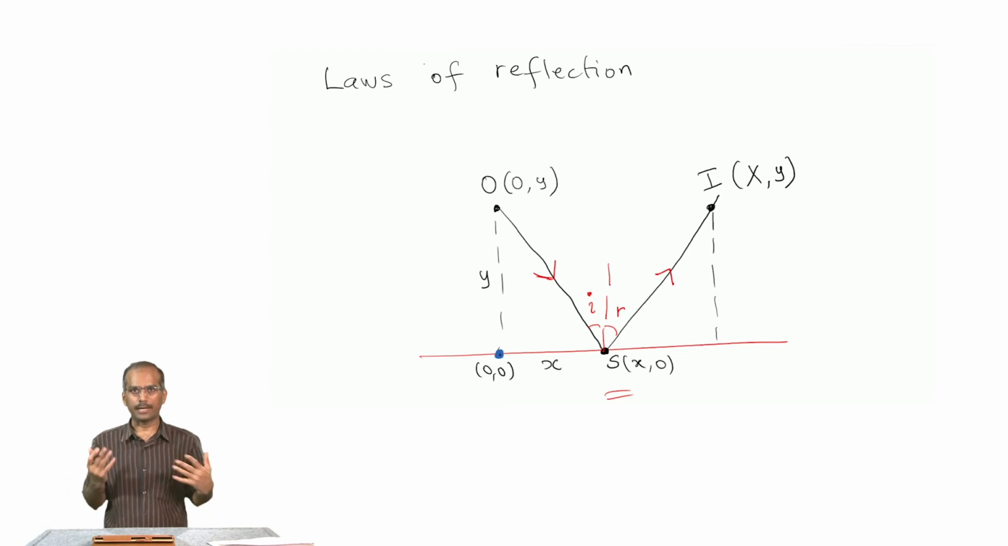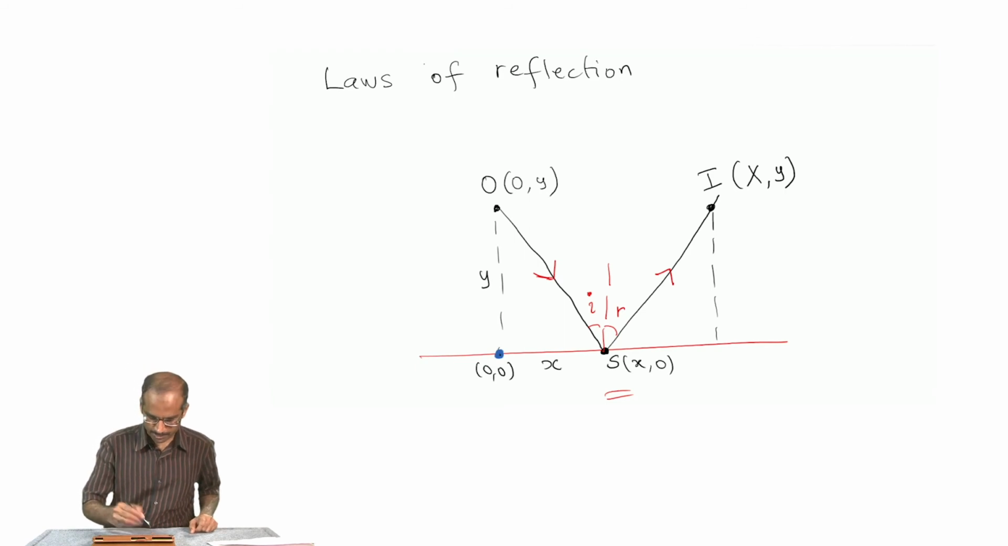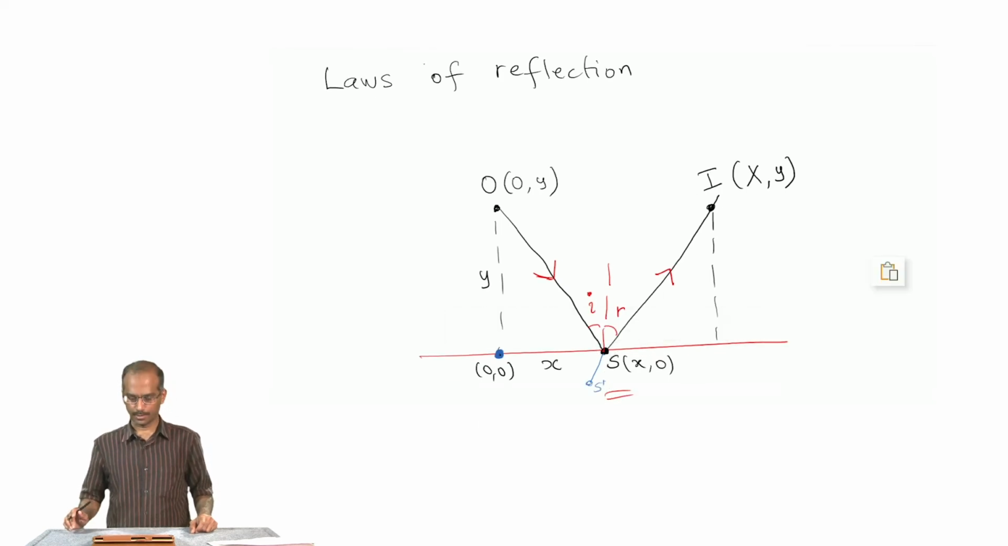This entire action is taking place in a plane that is perpendicular to S, because suppose I take some other point, let us say S prime, and I connect the points object O to S prime and S prime to I. These distances will actually be larger than OS and SI, purely from the geometry of what we are looking at.